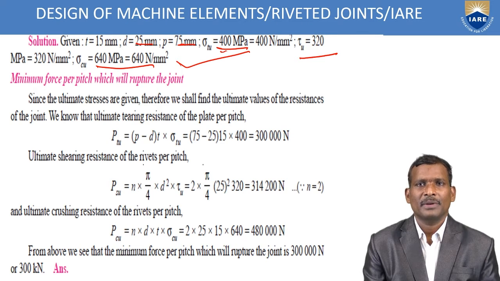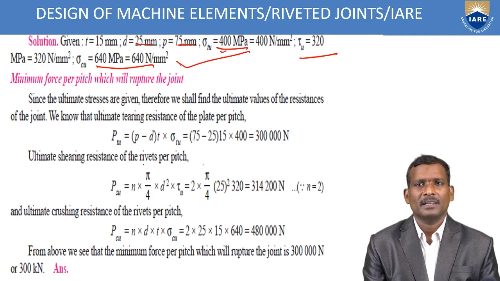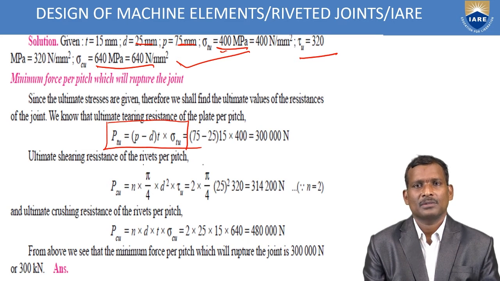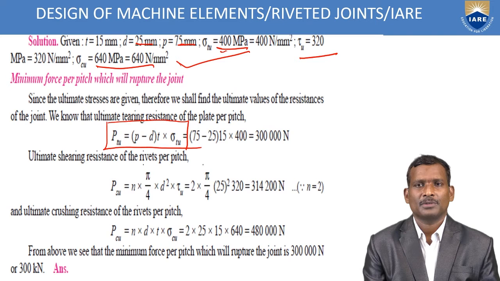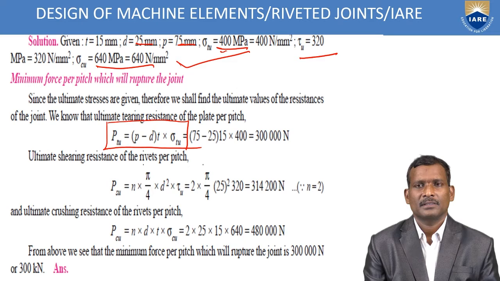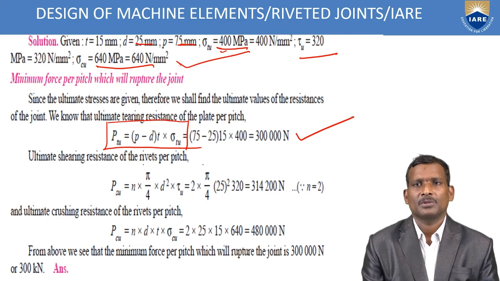Clear? So since the ultimate stresses are given, therefore we shall find the ultimate values of the resistance of the joint. We know that the ultimate tearing resistance of the plate per pitch is P_tU equal to (p minus d) into t into sigma U. So already we have discussed in the failures of riveted joints, tearing across the rows. So take the empirical relation (p minus d) into t, that is the pitch length p minus d into the thickness t and the ultimate tensile stress. So substitute the given values, you will get 300,000 newtons.